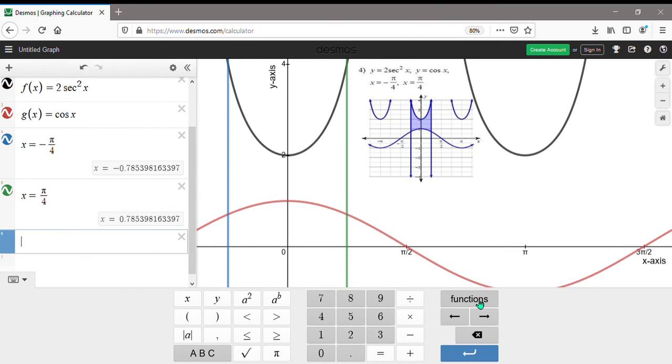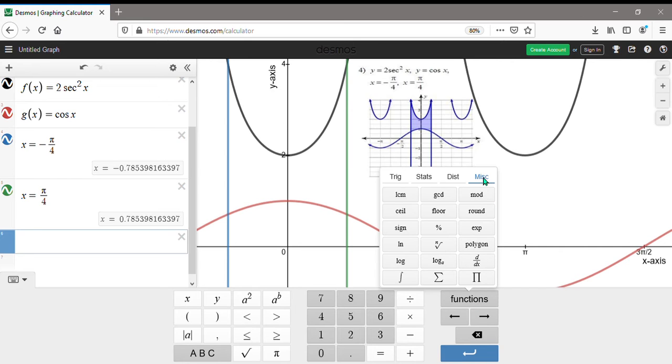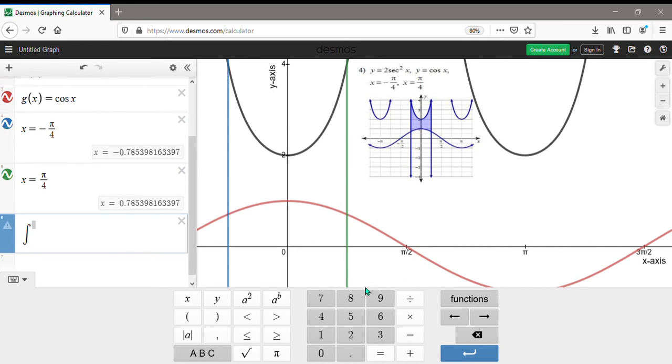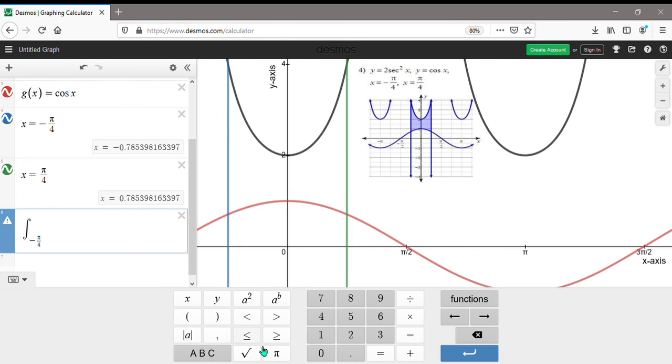So I'm going to go to functions. It's under miscellaneous to get the integral symbol. We're integrating from a to b, lower bound to upper bound, negative pi over 4 to positive pi over 4. Now I need the top curve minus the bottom curve. I've already set this up, so the top curve is the f of x, and the bottom curve is the g of x, so it matches nicely with the formula as it appears in your textbook.